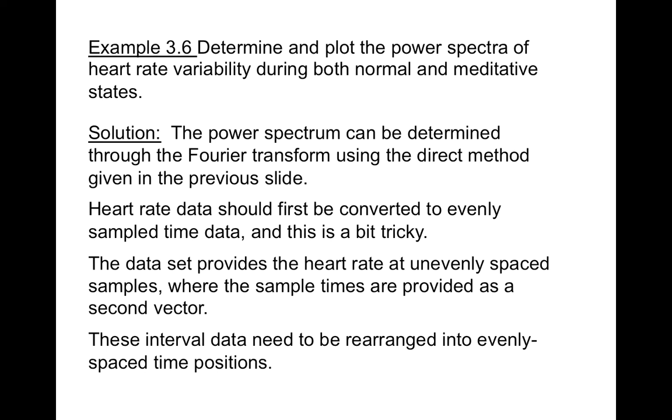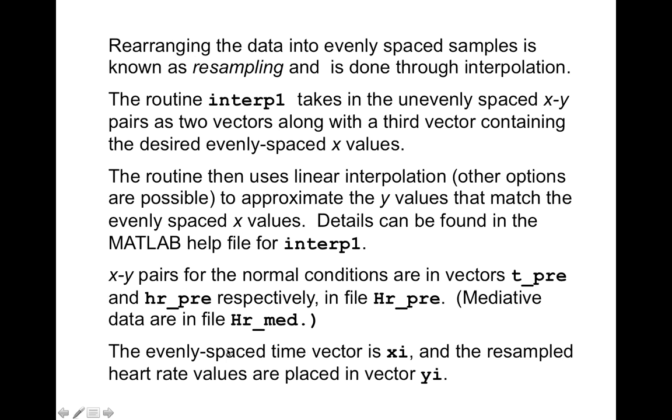In this particular case, the data set's providing the heart rate at an unevenly spaced sample rate where the sample times are provided as a second vector. So those need to be rearranged into evenly spaced time positions. So basically what's done is the data are resampled.